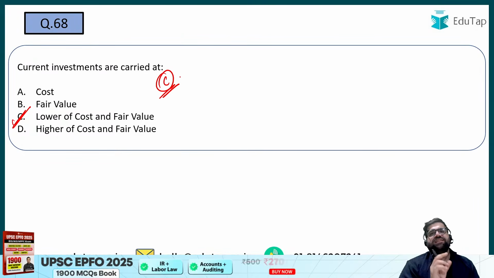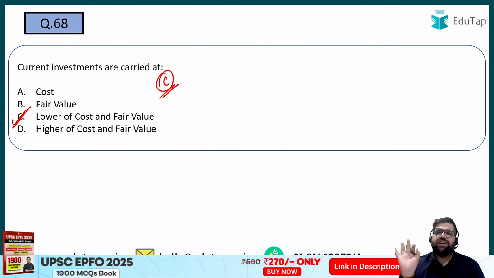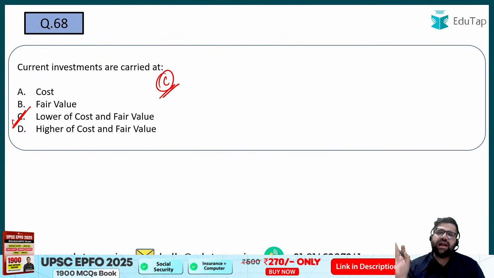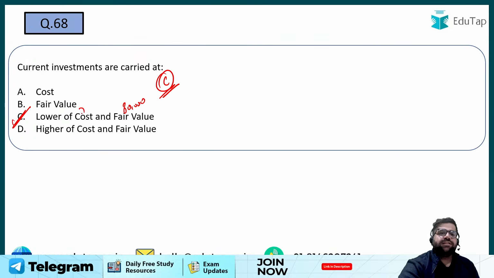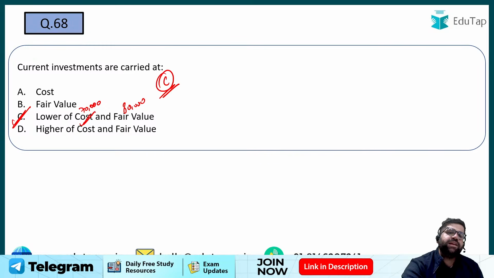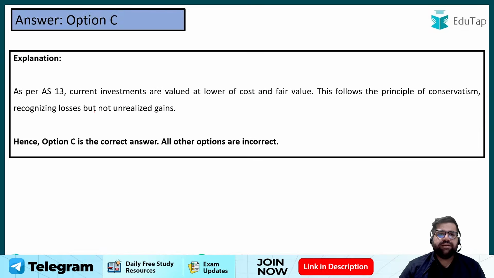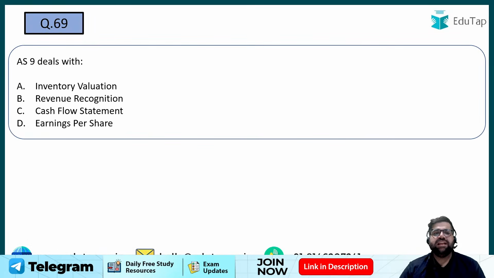Fair value basically is that particular price which is currently available in the market. You can just remember it like that. So अगर मार्केट में प्राइस 80,000 है और मेरी बुक्स में अगर 70,000 है तो मैं 70,000 पे ही रिकॉर्ड करूंगा. राइट. क्वेश्चन नंबर 69.